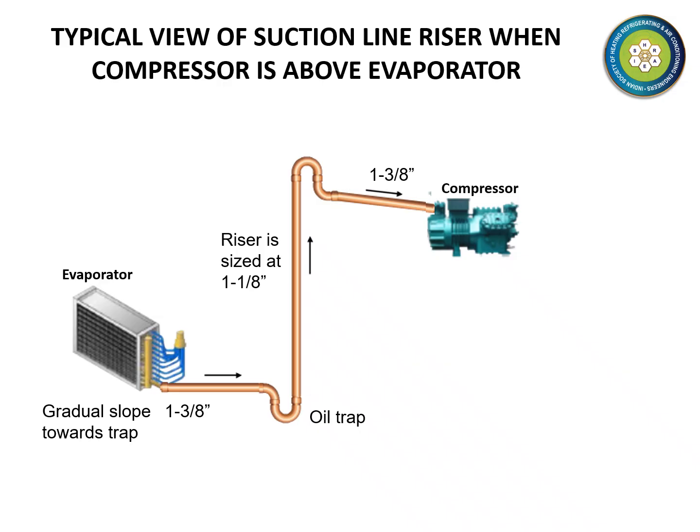A typical view of a suction line riser when the compressor is above the evaporator is shown on this slide. Notice the reduced diameter riser pipe. Notice also the sloping of the horizontal sections to enable oil flow at low refrigerant pressure.